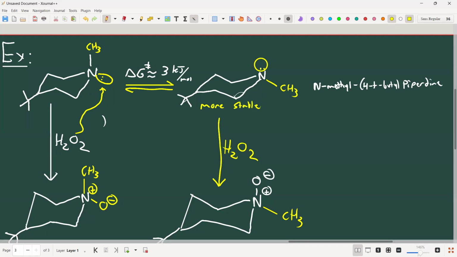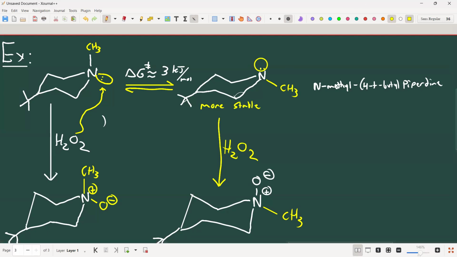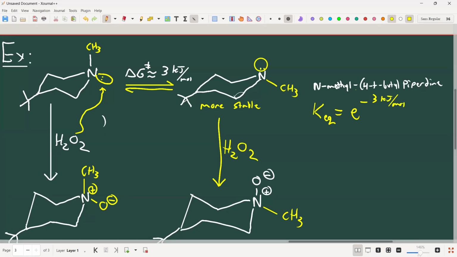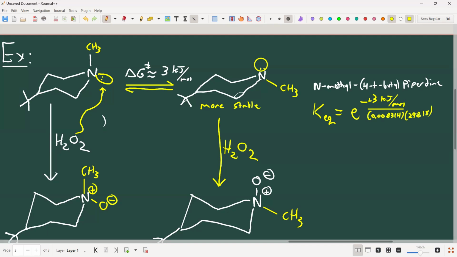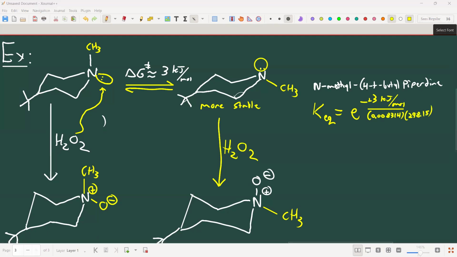Okay, so let's think about what the equilibrium between these two is. What's the equilibrium constant? All right, so if we're at 300 Kelvin, what's K_eq here? Well, that's e to the minus 3 kilojoules per mole. Well, minus 3. Oh, sorry, positive 3, over RT, which is 0.008314 times 298.15. Let me go ahead and calculate that for you really quickly. Minus 3 divided by 0.008314 times 298.15.